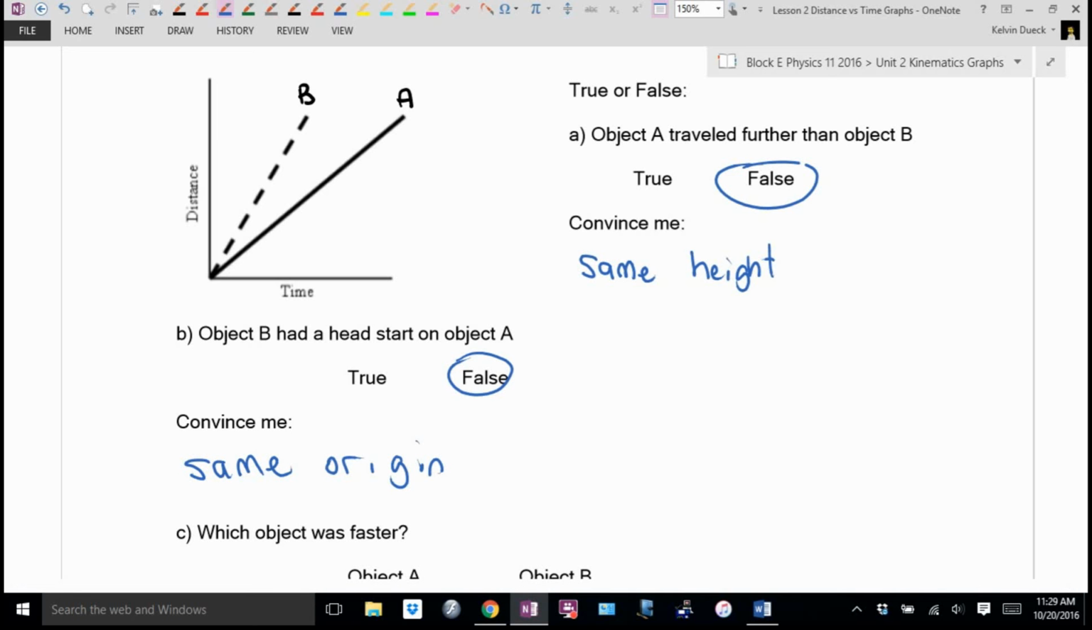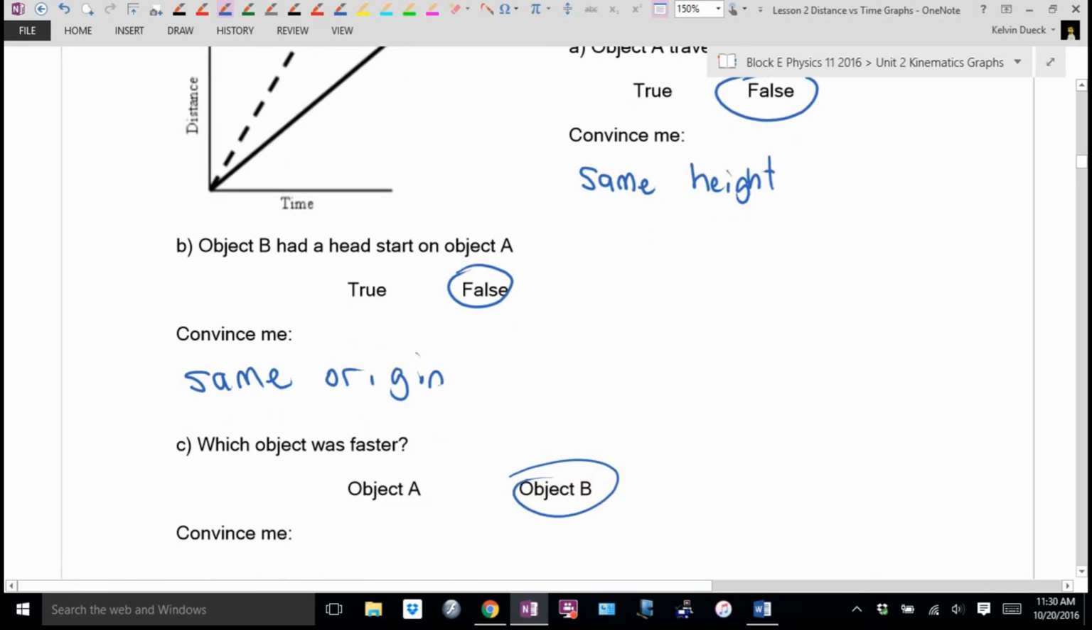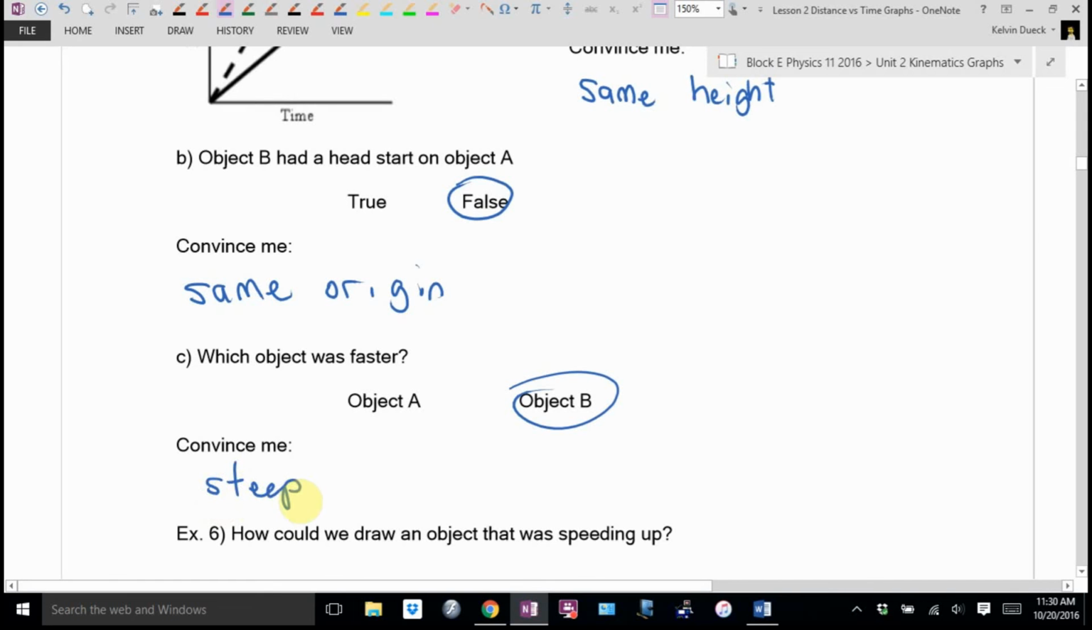All right. C. Hey, which object was faster? Object B. Object B? Convince me. You can answer with one word. Can you change the phrase more steep into one word? Heck, since I did 2 words in all my other ones, I'll do steeper slope. And what was the key idea? When I say slope on a distance versus time graph, what's that a synonym for? Speed. Steeper slope, bigger speed.